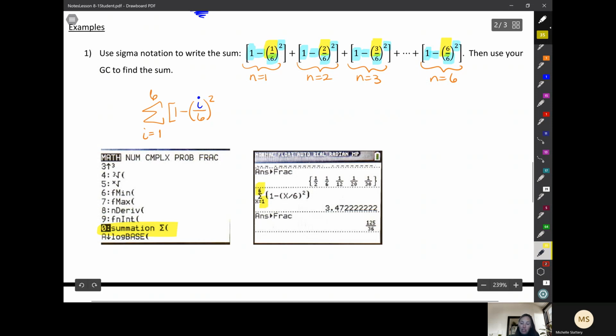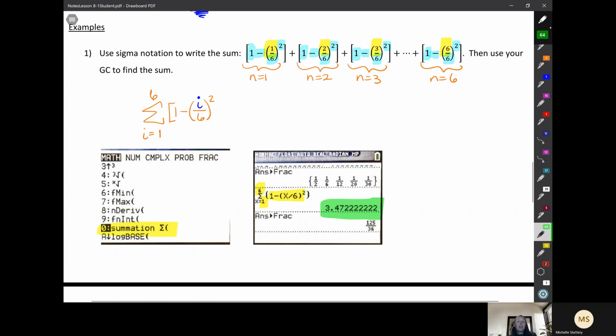missing blanks for all of these things here. And you're just going to type in the lower limit, the upper limit, and then you're going to type in the formula. So when you go ahead and type all that in, and when you press enter, you're going to see this answer here of 3.472222.